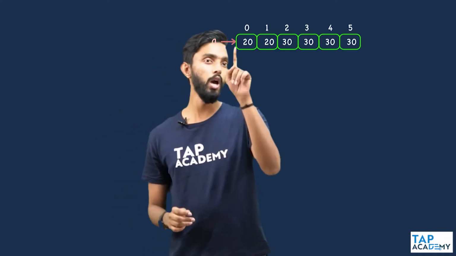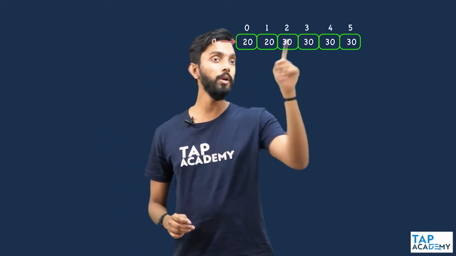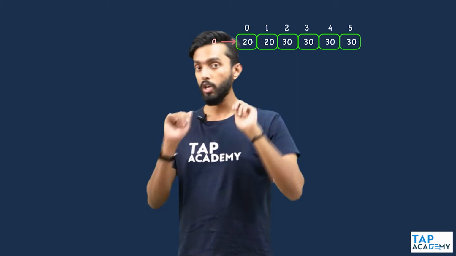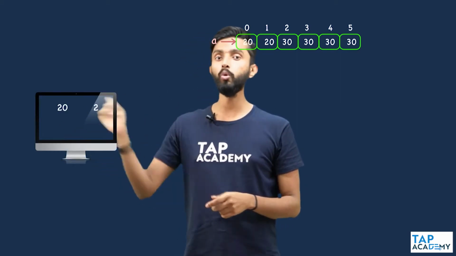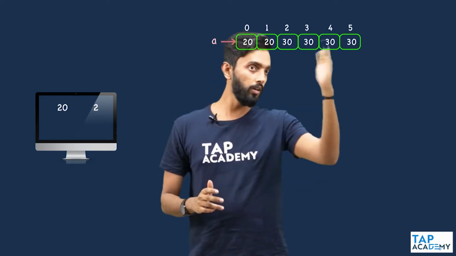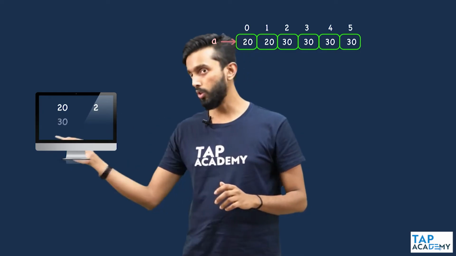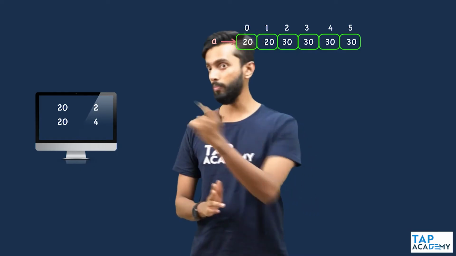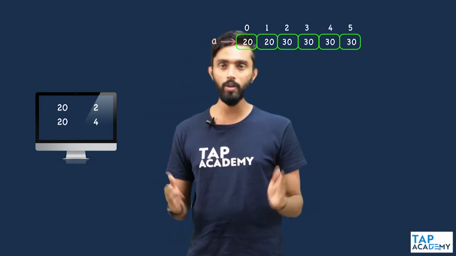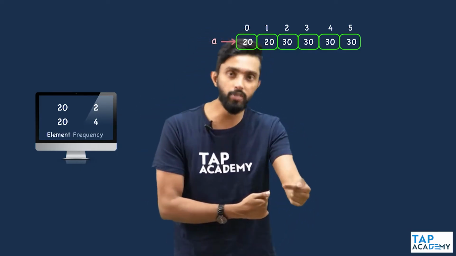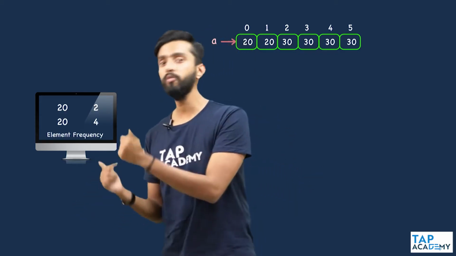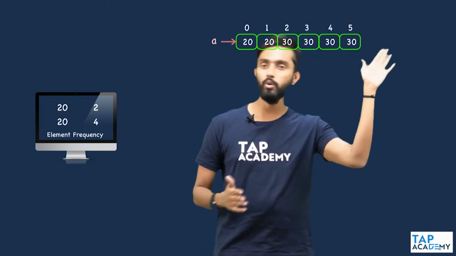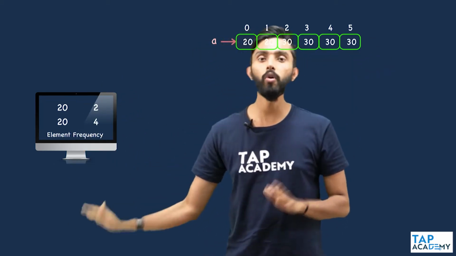For example, what is the frequency of 20? How many times is 20 occurring? 2 times. So, in the output, you should tell 20 space 2. So, 20 appears 2 times. 30 appears a total of 4 times. So, 30 space 4, like this it should come. This should be our final output. In other words, element followed by its frequency, or the number of times it's occurring inside the array. Like that, you have to tell what is the frequency of all the elements.